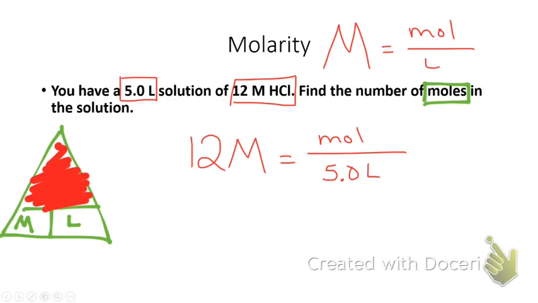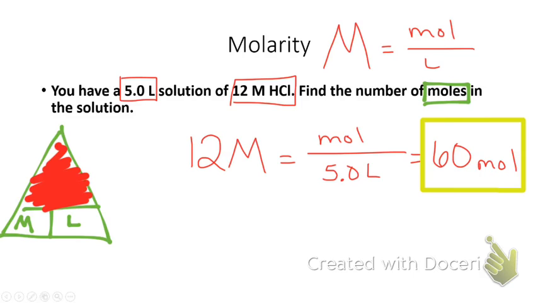So if you're not great with algebra and you're not sure how to isolate and get moles all on its own, use this fun little triangle over here. All it does is say I need to multiply my molarity times my liters. So I'm going to multiply 12 times 5, and for this one you should end up with 60 moles as your final answer. So how did I get that? I punched in my calculator 12 times 5. There's my final answer of 60.